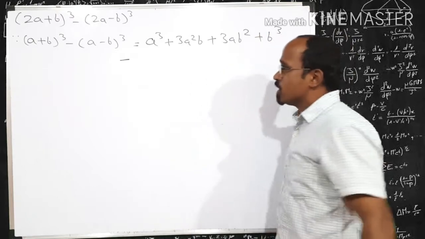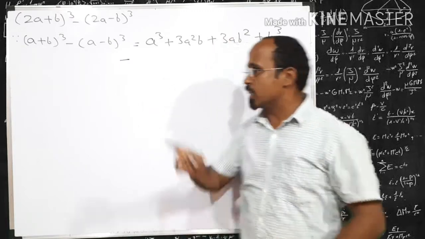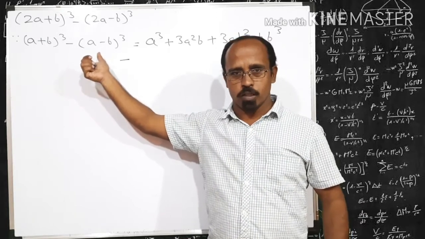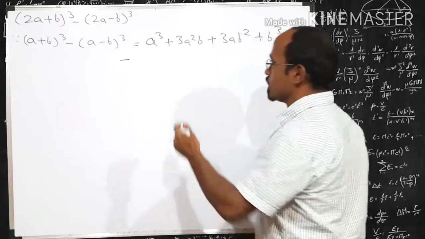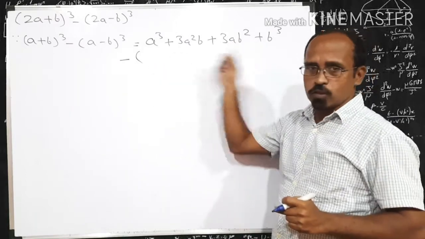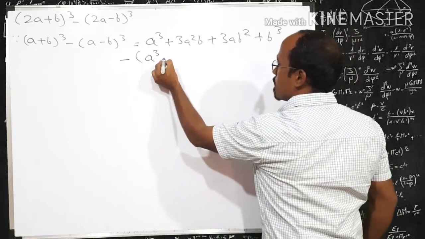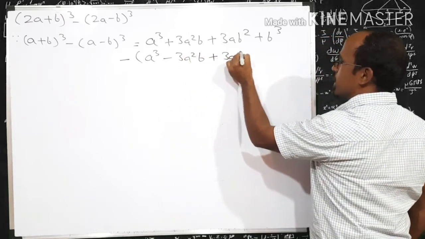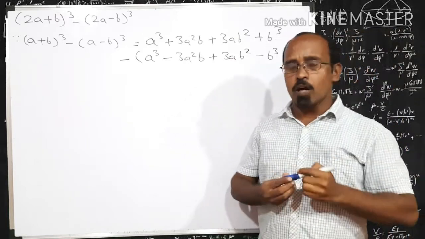Minus, now we are going to subtract this second whole bracket, meaning the expansion of the whole bracket, so naturally there will be more than one term. As in the first formula there are 4 terms, in the expansion of the second formula also there will be 4 terms. So we are going to subtract all the 4 terms, hence we have to enclose them within brackets. So the expansion of this will be a³ − 3a²b + 3ab² − b³. Clear, friends? Now we have expanded.